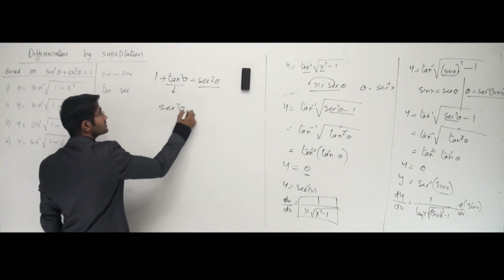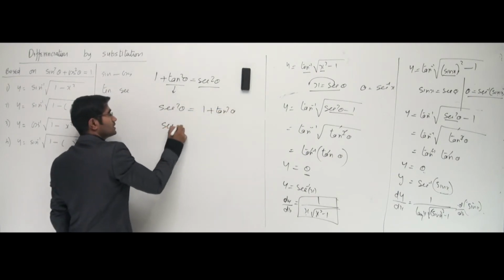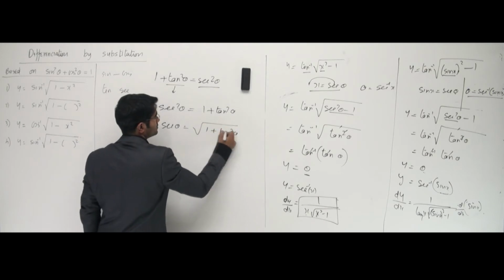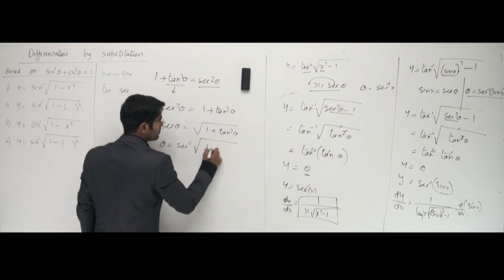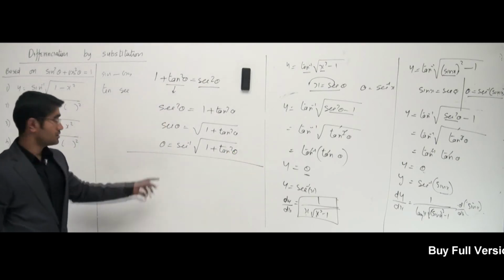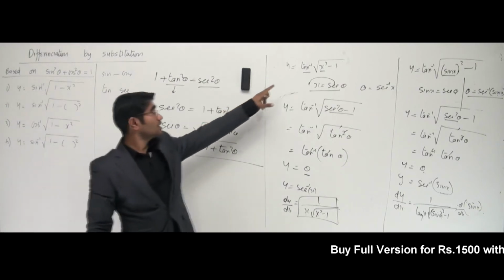Secant squared theta is 1 plus tan squared theta. Then who is secant theta? That is root of 1 plus tan squared theta. And theta is secant inverse of root of 1 plus tan squared theta. See, I'm separating theta here. But this case is secant inverse. This was tan inverse, right?